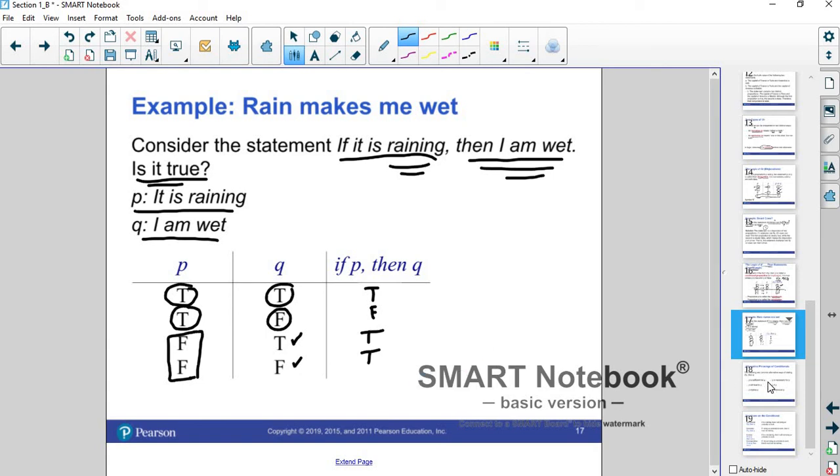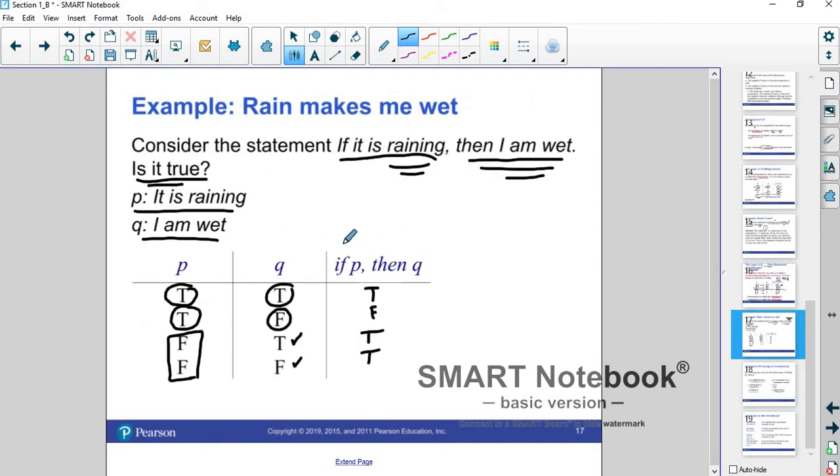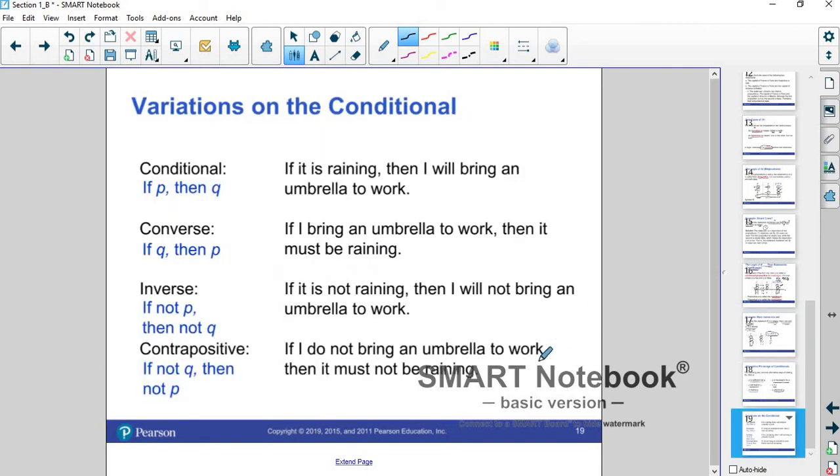Okay? Now, the conditional has lots of interesting pieces. There's lots of other ways to say if P then Q. Q if P, we can say that in English. P will lead to Q. P implies Q. P is sufficient for Q. Q whenever P. Q is necessary for P. All these are different ways of saying in English if P then Q, but there's only one way to create a truth table for if P then Q, no matter how you say it. Okay? So, these are in the textbook. We're not going to worry too much about the converse, the inverse, and the contrapositive, as this is a very basic logic intro course. But that's the deal.